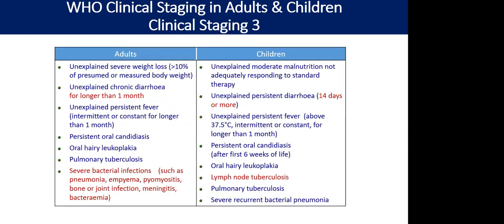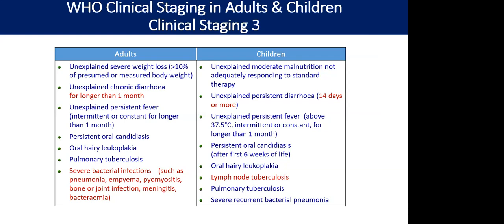Next slide, please. And when you talk about staging, clinical stage 3 is actually advanced HIV disease, where the weight loss is more than 10% unintentional weight loss, or unexplained chronic diarrhea for at least a month or longer, unexplained persistent fever, intermittent or constant, for longer than 1 month, persistent oral candidiasis, oral hairy leukoplakia, pulmonary tuberculosis, and severe bacterial infections like pneumonia, empyema, osteomyelitis, bone and joint infection, meningitis, bacteremia, etc. These are all part of clinical stage 3.